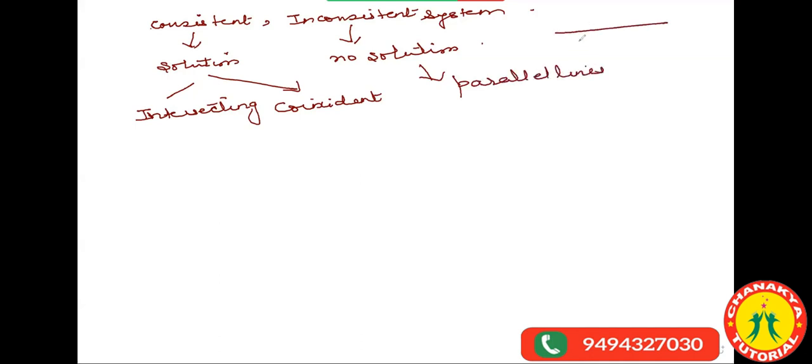So parallel means like this, beta, and intersecting lines look like this. And coincident means the points of the second line will lie on the first line. All the points of line 2 will lie on the first line. Clear?